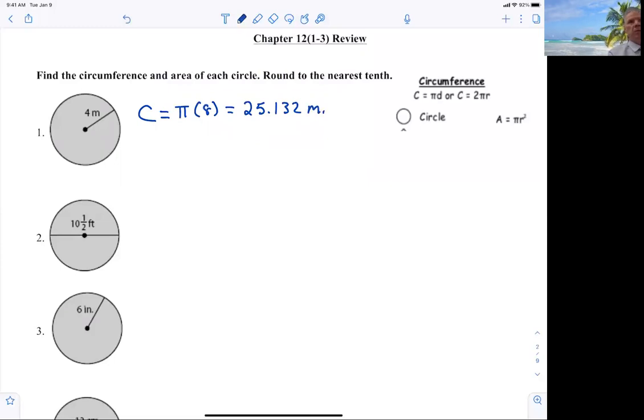So area equals pi times, what's the radius? 4 squared. So let's do that. Say it again. It's 50.265. 50.265 meters squared. Anybody have any issue with that?